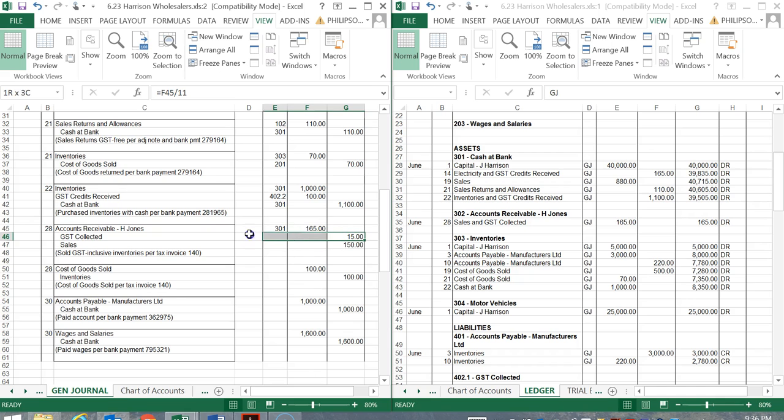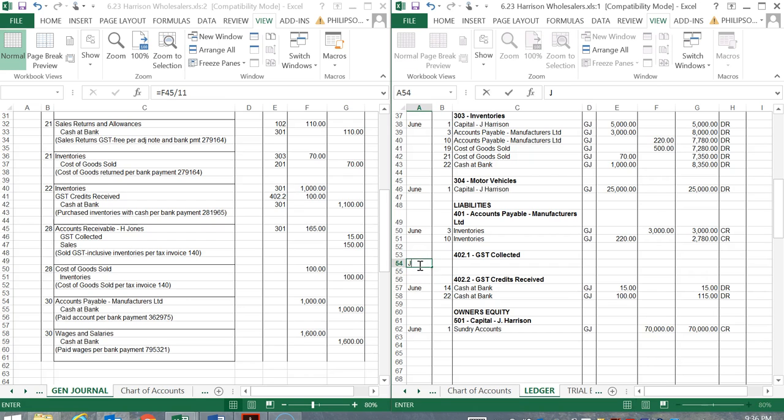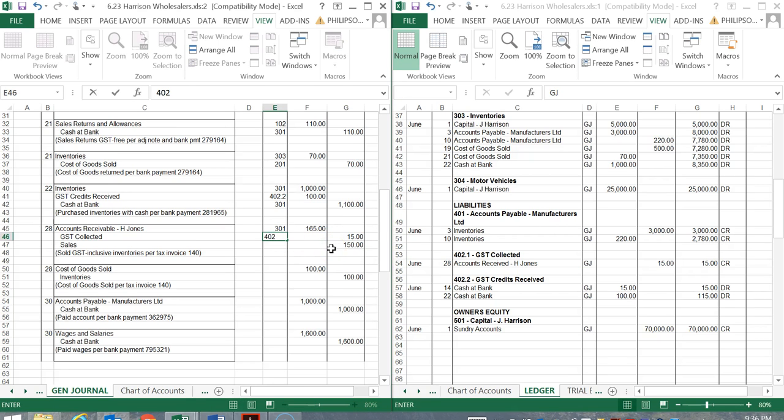Okay, GST collected for the first time, $15 credit to the GST collected account. Come down here, June the 28th. $15 credit, our journal entry tells us. So our balance is 15 credit. And our particulars from the debit side of the journal entry. Our particulars are accounts receivable, H. Jones. Folio. And that is 402.1.